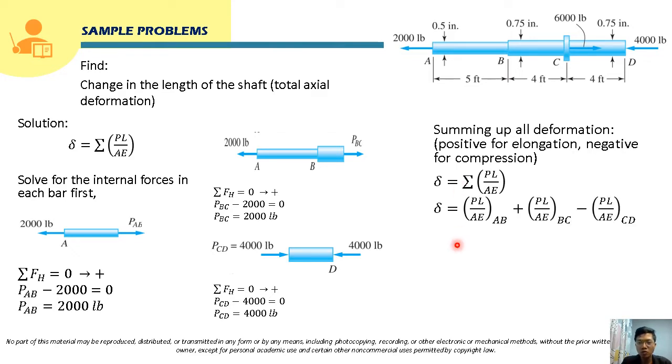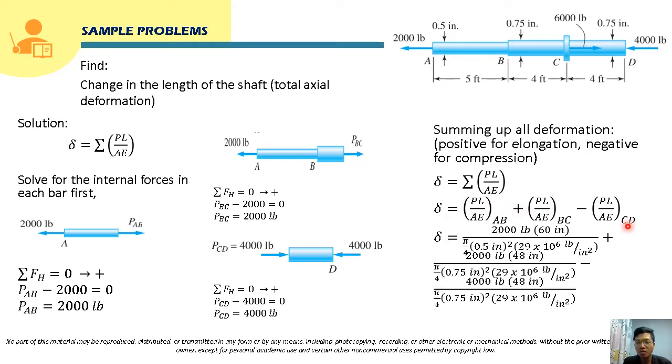So we are going to solve for the deformation of segment AB, and then we are also going to solve for the deformation of segment BC and segment CD. Here, this is already negative, since we know that the internal force in CD will be compression, so this will be negative. And for AB and BC, that will both be positive, since they are both tensile forces. Now, substituting the values here for AB.